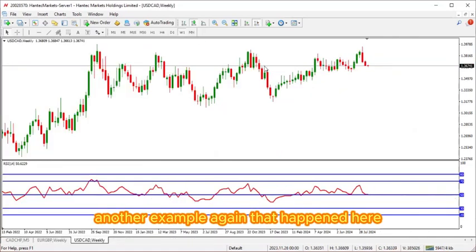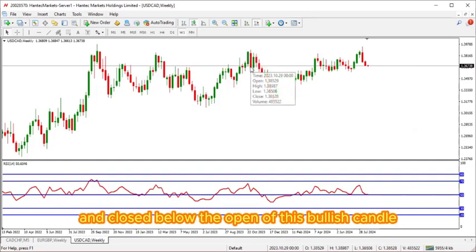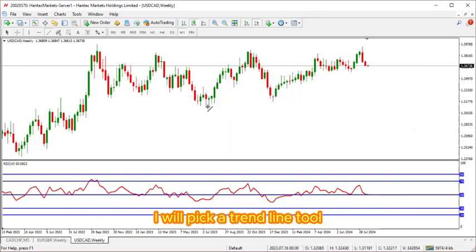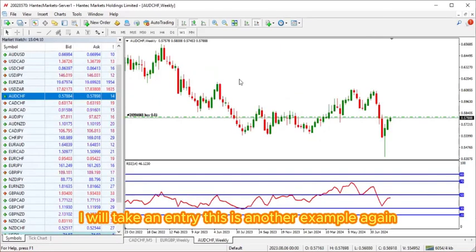Another example that happened here: the market bought up to this point, then a sell candle opened at the body of this bullish candle and closed below the open of this bullish candle. These two candles make up the bearish kicker. I'll pick a trend line tool and connect from here and extend the line like this. After drawing the line, I will wait for a break of this line in the smaller time frame. I will take entry.